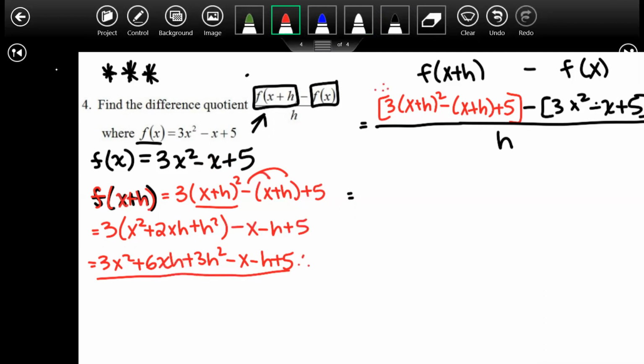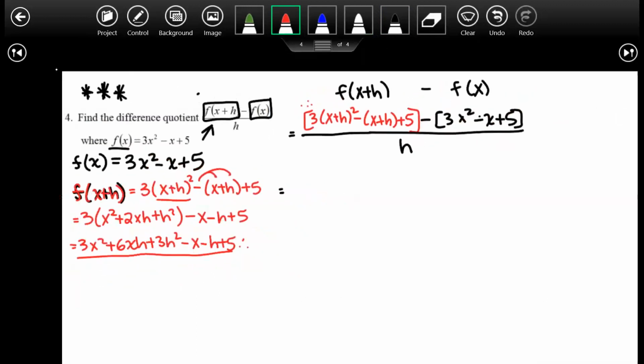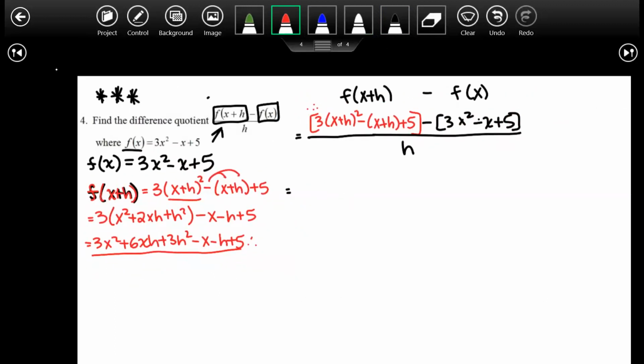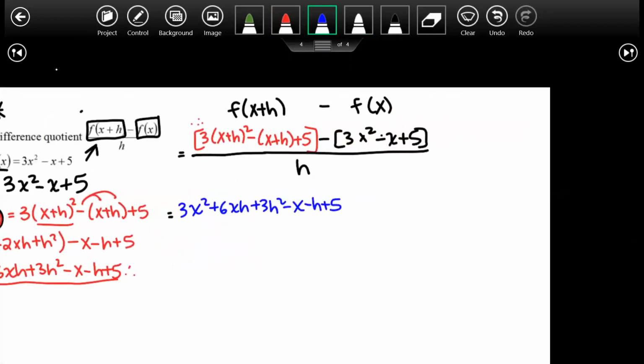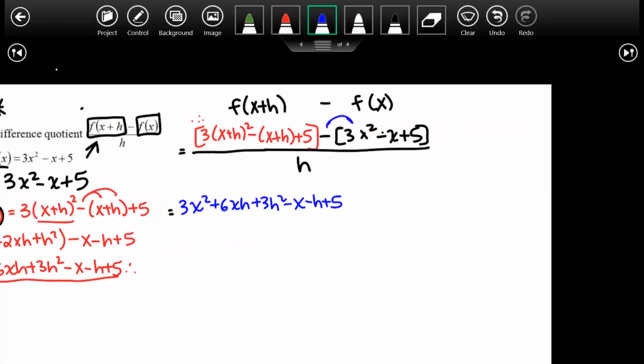Okay? So when we're writing this whole thing out, let's write everything out. I'm going to write this one in blue now. So this would be 3x squared plus 6xh plus 3h squared minus x minus h plus 5. That is the f of x plus h equation. That's all one equation. The last part that I'm going to do is I got to distribute this negative to each one of these parts. Minus 3x squared plus x minus 5, all over h. We're not done with that.